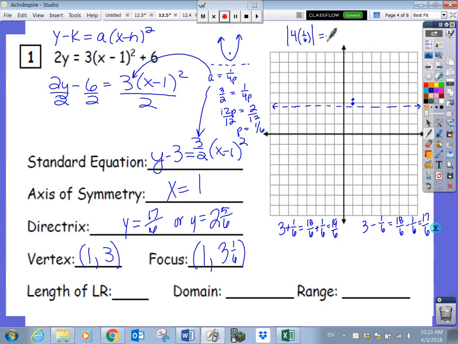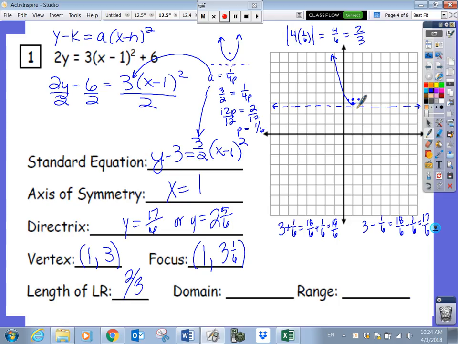All right, and then the LR, the latus rectum or the focal diameter, is 4p. And it's the absolute value because it's a length. So that's going to be 4/6, which is equal to 2/3. So the whole length is 2/3. It is a total length of 2/3. So from the focus, we go 1/3 to the right and the left. So it's going to be pretty tiny right there.